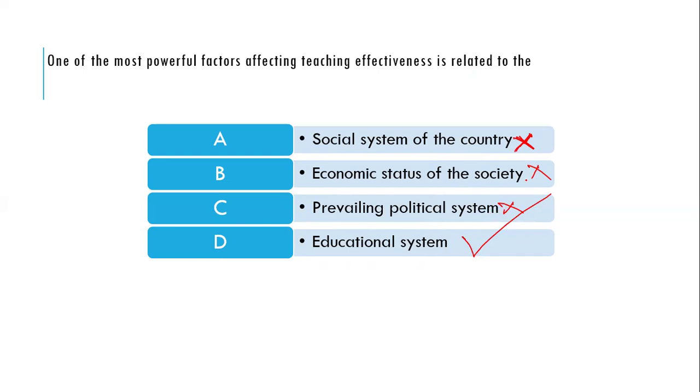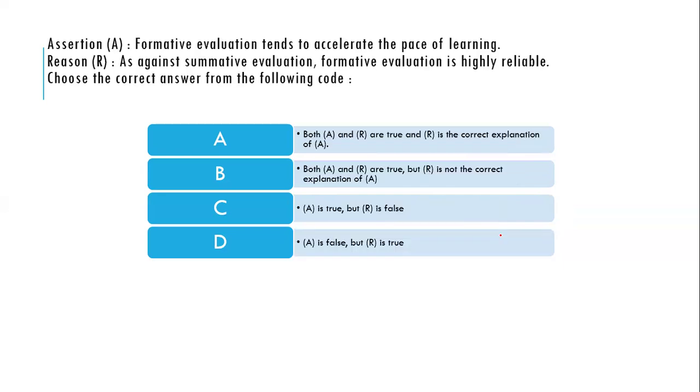Educational system is the most powerful factor affecting teaching effectiveness. These are all factors, but they are not the most powerful factor. Educational system, yes. The education system itself can affect. Then, formative evaluation tends to accelerate the pace of learning.